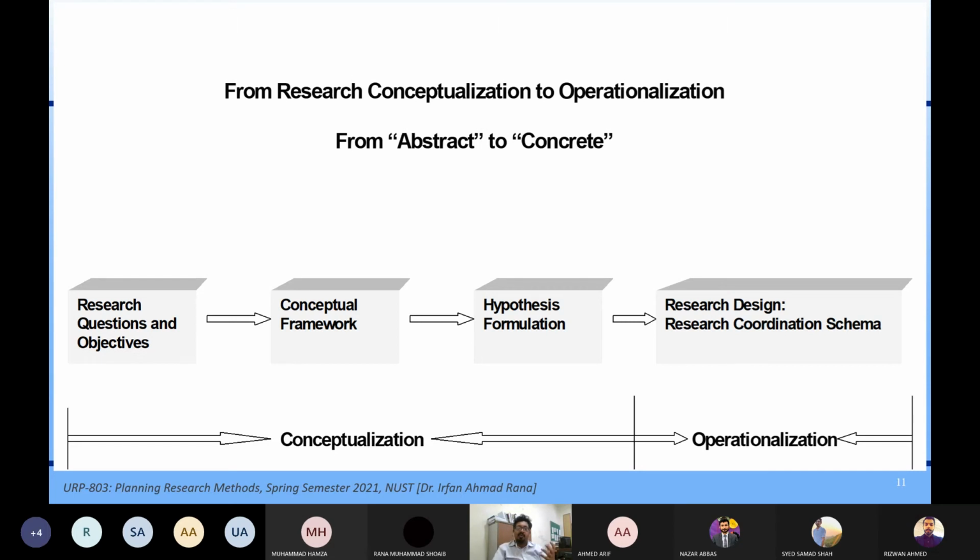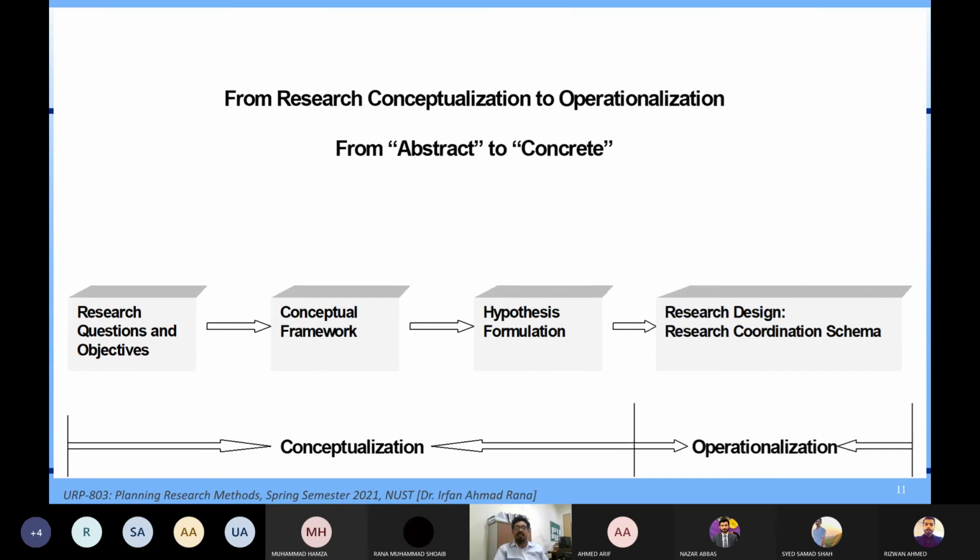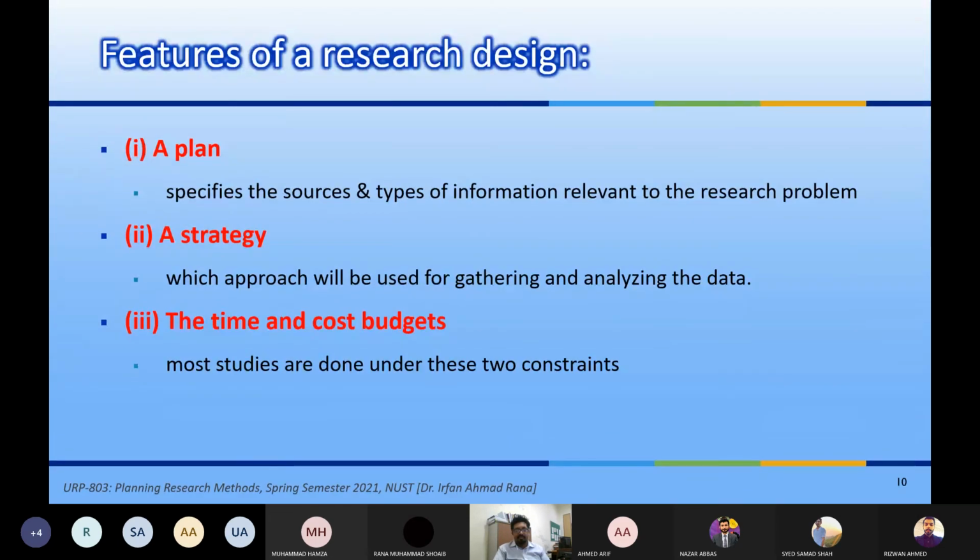By the way, coming back to another question, what is the difference between operationalizing and conceptualizing? Anyone? Conceptualization and operationalization. Yes, Rida, please.